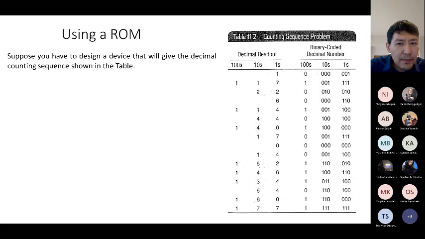So, using a ROM. Here's the last example. I will not show it in Multisim because I don't have this kind of ROM there, but suppose you have to design a device that will give the decimal counting sequence shown in the table. So you need some device.